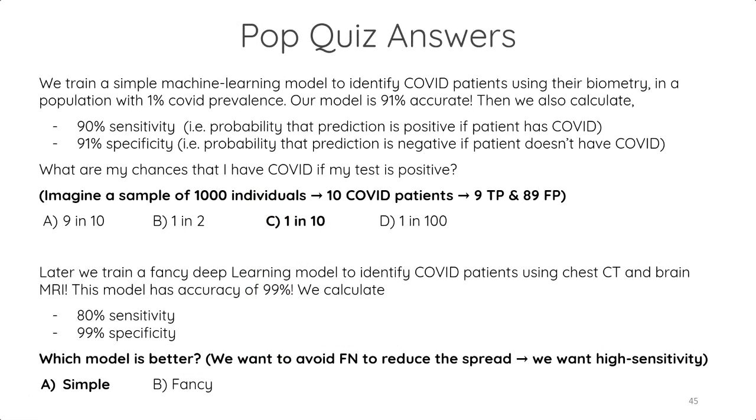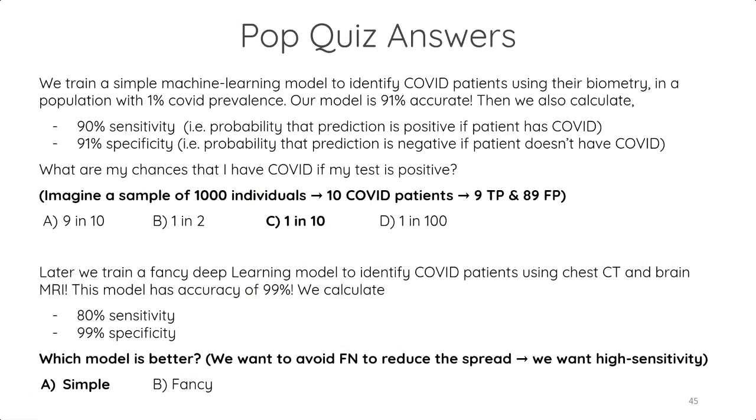Now let's focus on the COVID patients. We have 10, and the sensitivity of my test is 90%. So out of those 10 patients, my test can detect 9 out of 10. That gives me 9 true positives. Similarly, to know how many false positives there are, I have to look at my controls, which are 990. Given my specificity is 91%, that number turns out to be 89.